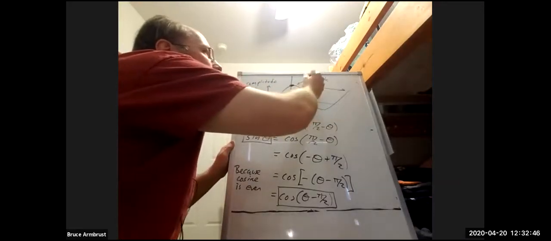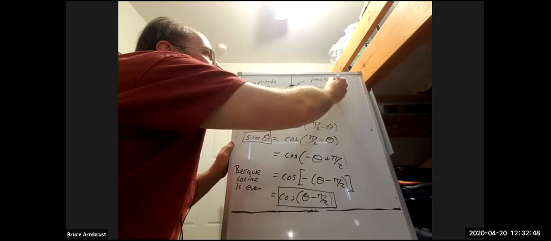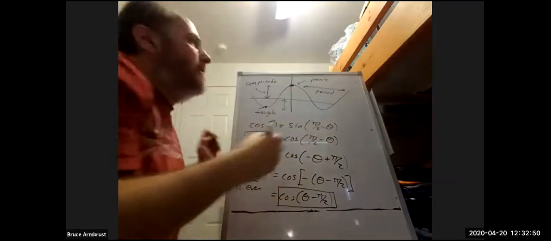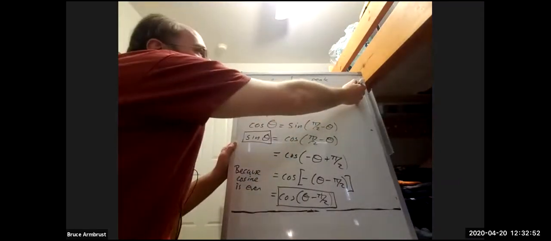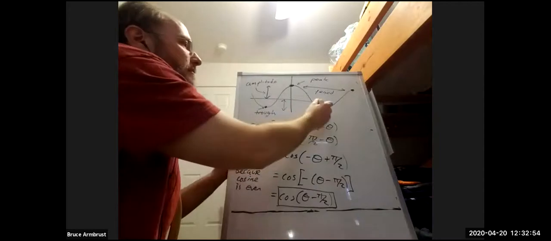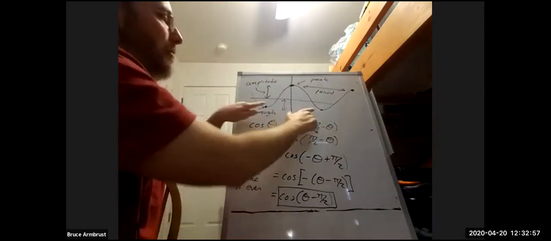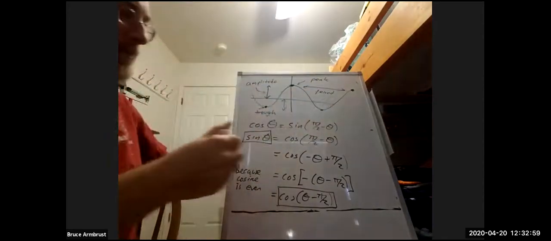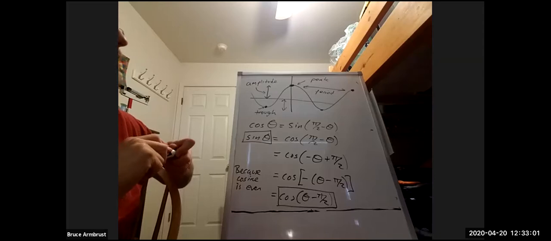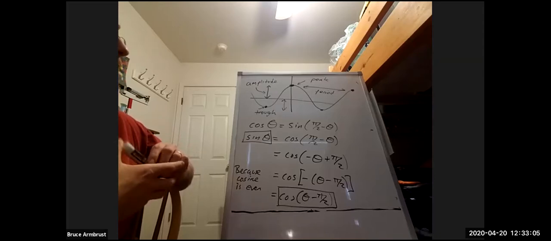Period, here's our period. So it's the distance from peak to peak. It's also the distance from, say, trough to trough. So this would be our period as well. It's basically the distance from any point to another point where it repeats, but it's easiest to see this with peaks and troughs.